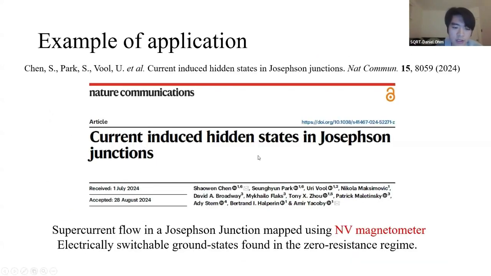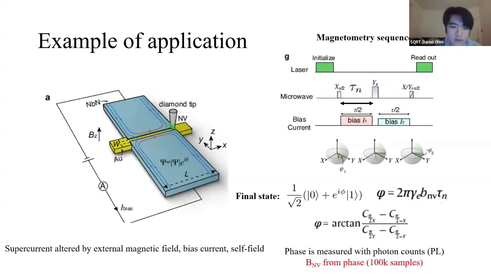An example of the applications of NV center magnetometry is detecting really small magnetic fields in very close situations, situations where you cannot touch the sample, but you need to be very close to the sample in order to sense it properly. This is an example of a Nature Communications paper in which they used the NV center to measure the Josephson current in a Josephson junction.